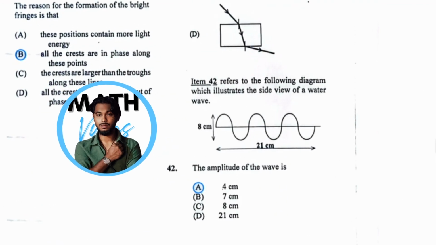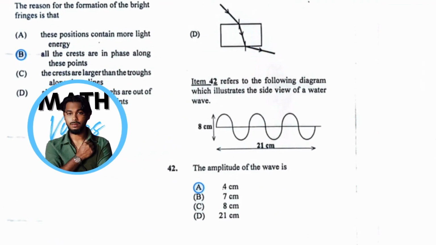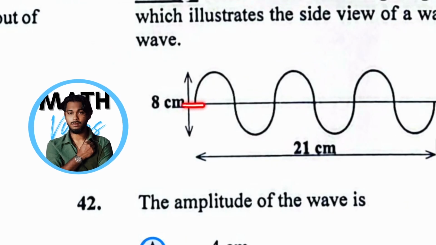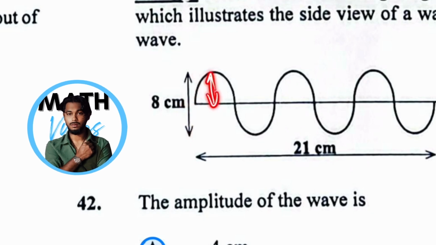Question 42. The amplitude of the wave is... now some people might be quick to put 8, but 8 is wrong. The amplitude corresponds to this portion over here or this portion. So that's going to be half of 8, which is 4 centimeters.